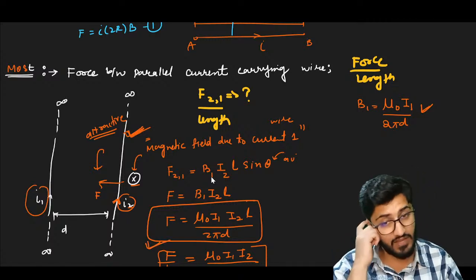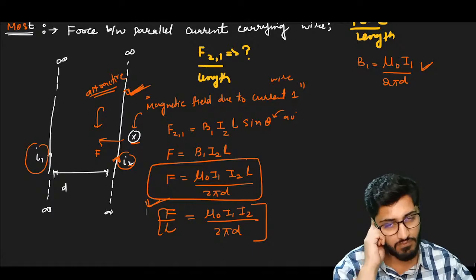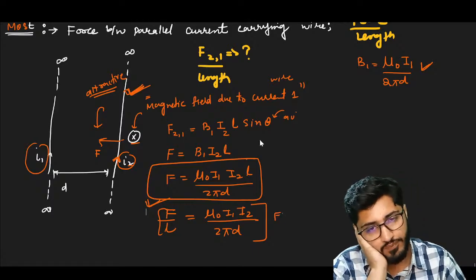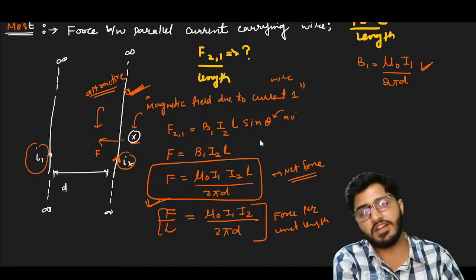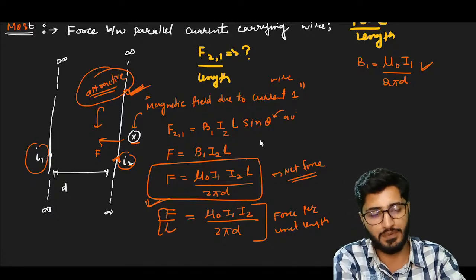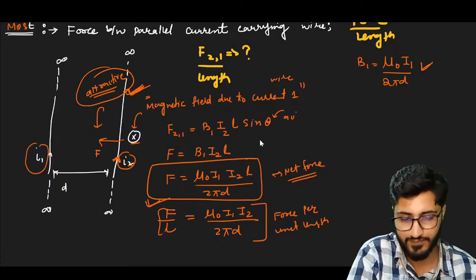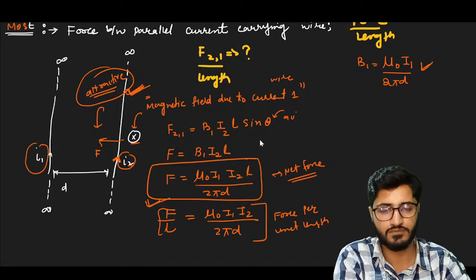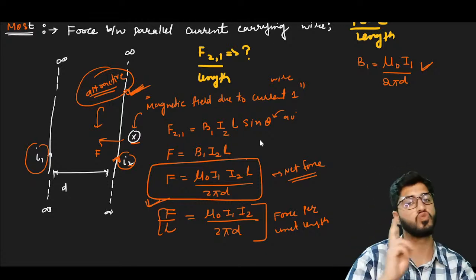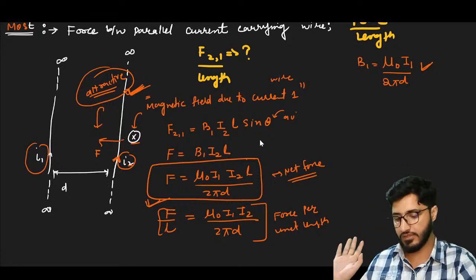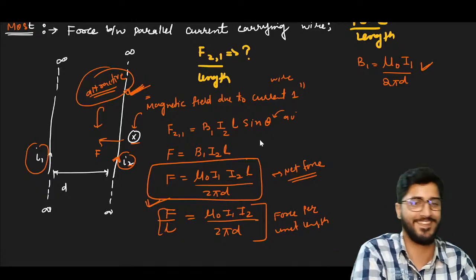Mu naught I1 I2 over 2 pi d. This means force per unit length. Is it force per unit length? This is net force on the whole wire. Same direction, attractive force. Done. Let us do two numericals, then today's class is finished. Goodbye. Okay.